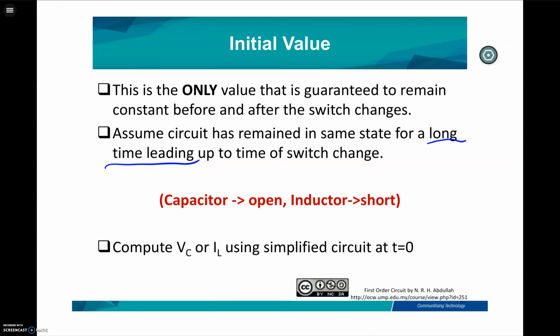And then you have to compute VC or IL using the simplified circuit at t equal to 0. So VC is for the capacitor. You must remember that the capacitor will be open circuit and there will be a voltage across the capacitor. And if the circuit consists of L, the L will be short circuit, and then you have to identify the current that flows through the short circuit.